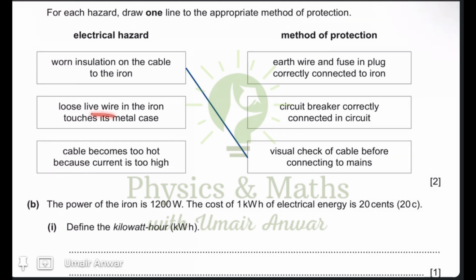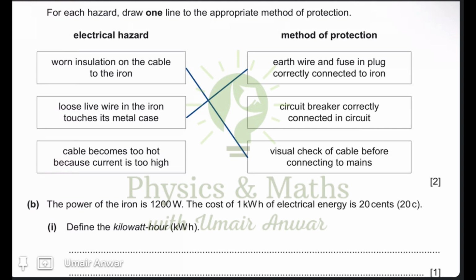Loose live wire in the iron touches its metal case. When the live wire is touching the metal case, there would be current in the body of the appliance, and it is protected by using the earth wire, so that this current goes to the earth or the ground and does not cause electrocution.